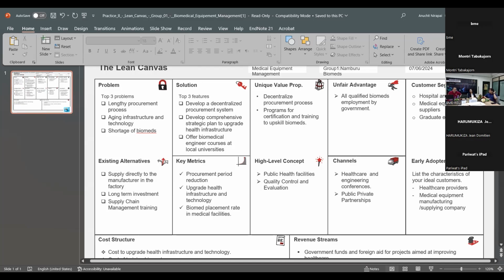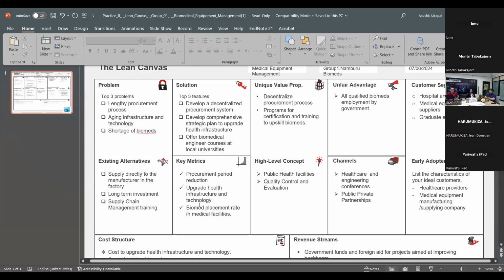That was what we were able to do in group 1, which is focusing on medical equipment management, and the group includes 4 people from Namibia, 1 from Burundi, and 1 from Tanzania. Thank you for attention.